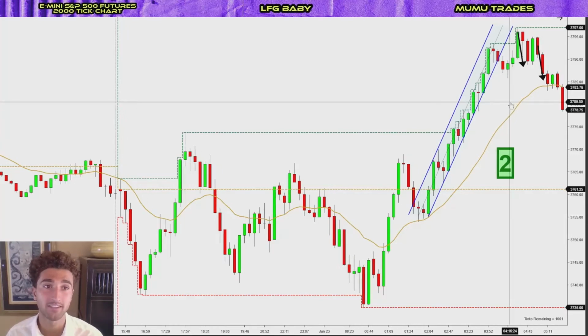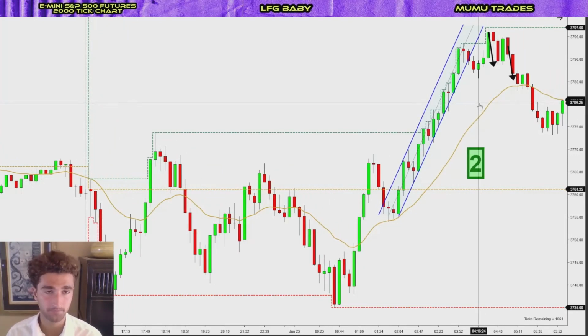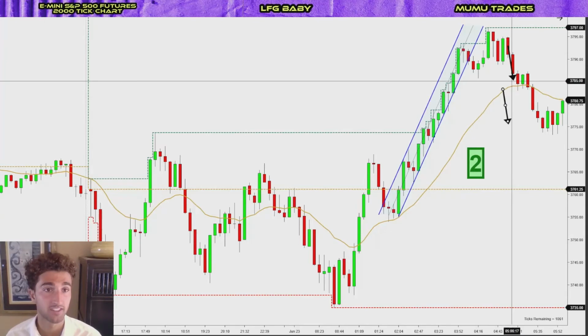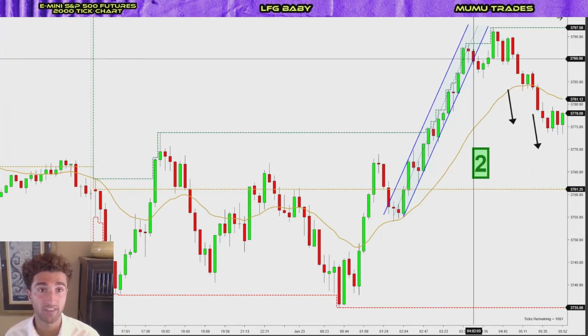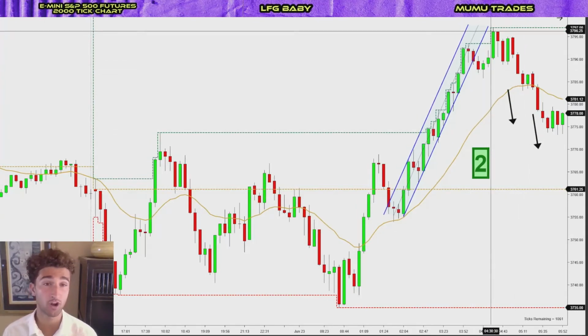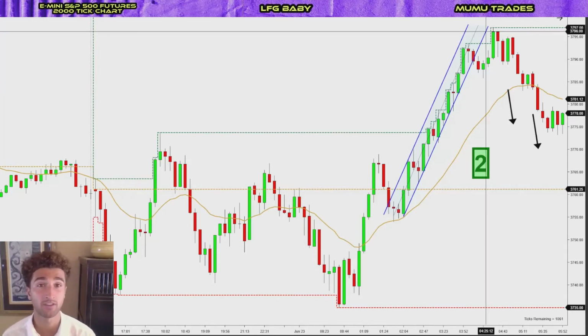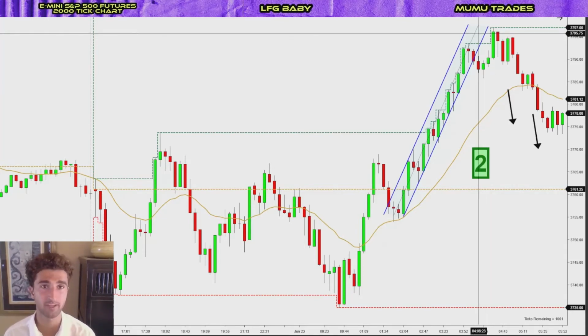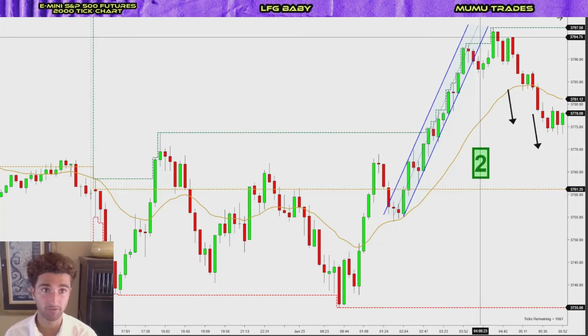But in this case, it was a failure. This is for a couple reasons. First of all, we had the break and a new high, so we should already be thinking, okay, there's a potential reversal incoming and the uptrend could be over.